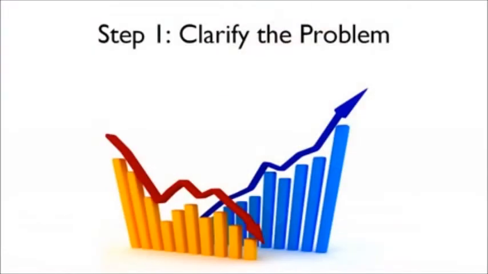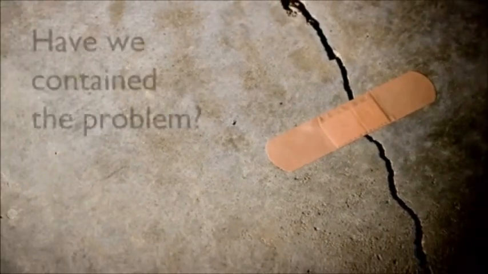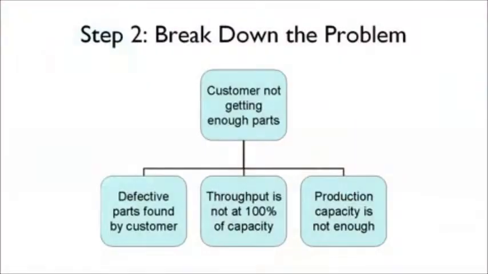Now, the first step in the process has us clarifying the problem. In other words, we must clearly describe the current situation while going to see with our own eyes in order to get the facts. Now, we also want to answer questions such as whether we've contained a problem in order to protect the customer, even if this means implementing a temporary solution. And the second step of the process has us breaking the big vague problem down into smaller, more specific problems.